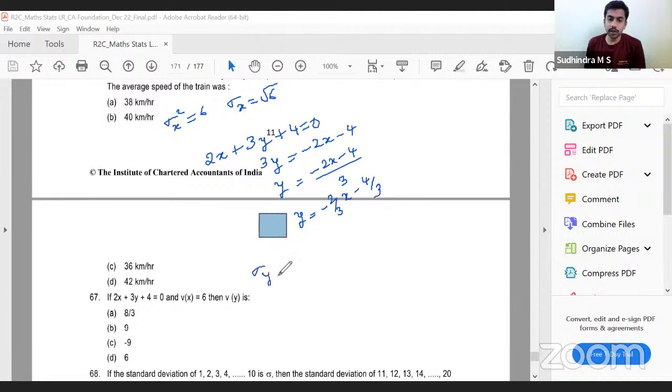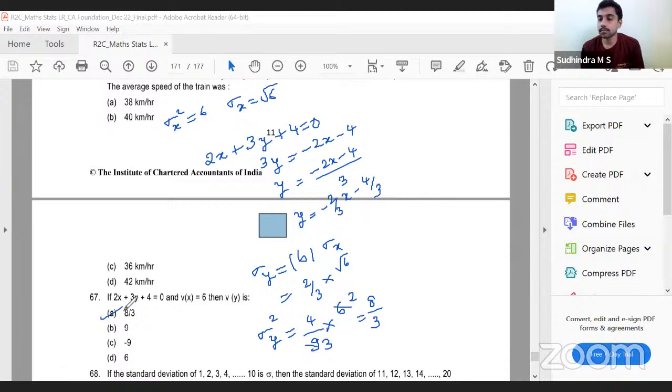So standard deviation of y will be equal to modulus of b into standard deviation of x. Modulus of b is 2/3 into standard deviation of x is √6. I do not want standard deviation, I want variance. Variance of y is 2/3 square is 4/9, √6 square is 6. So 4 into 6 by 9 gives 8 by 3. Done.